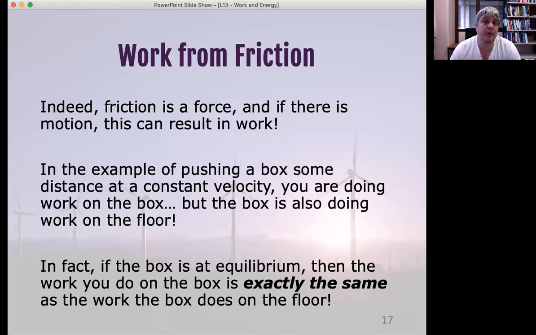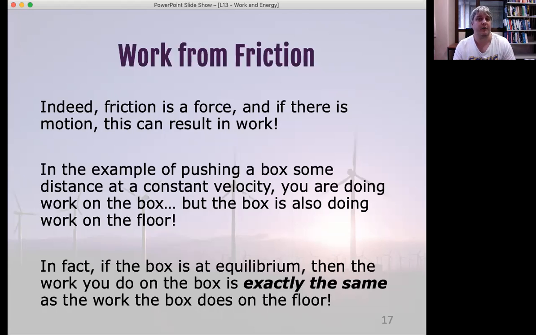And if you do push a box while it's experiencing friction, and you do so at a constant velocity, then the work you do on the box is a force times a distance, but the work that the box does on the floor is exactly the same, because you are balancing that friction force. So that friction force must be equal and opposite to your push force, which means that the force on the floor from the box must be equal and opposite to that friction force, which is therefore exactly the same as the force that you're applying to the box.